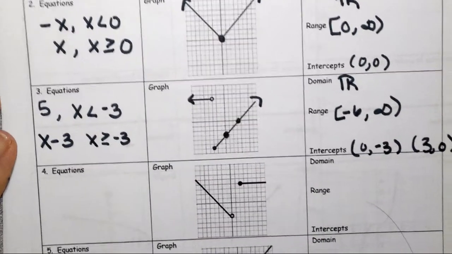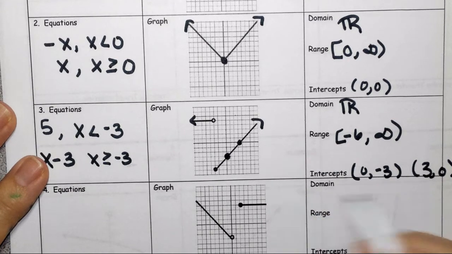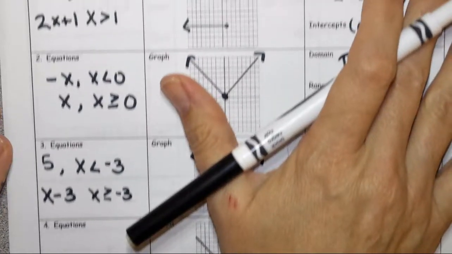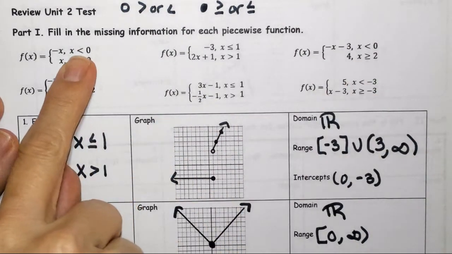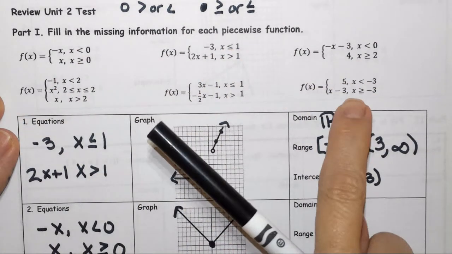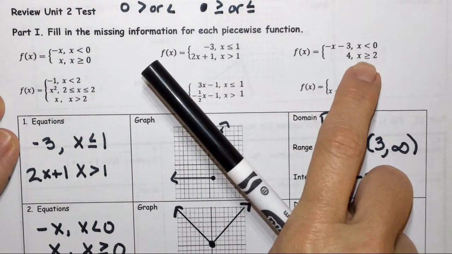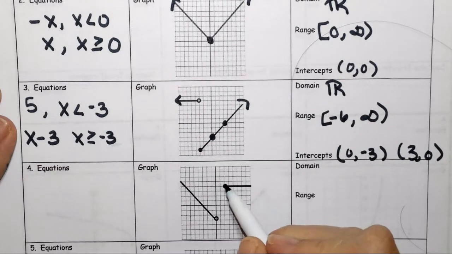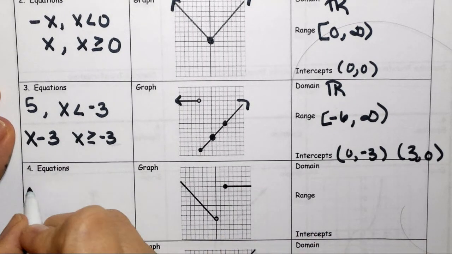Number 4, I have another horizontal line. This time my horizontal line is at 1, 2, 3, 4. So I'm looking through all my equations for a horizontal line at 4. I've already used this equation, I've used this equation, I've used this one. Hey, here's a horizontal line at 4. And it says I'm going to have a closed circle at 2. Let's go see if that matches. Do I have a closed circle at 2 going to the right? Yes, I do. So that's the one that matches.